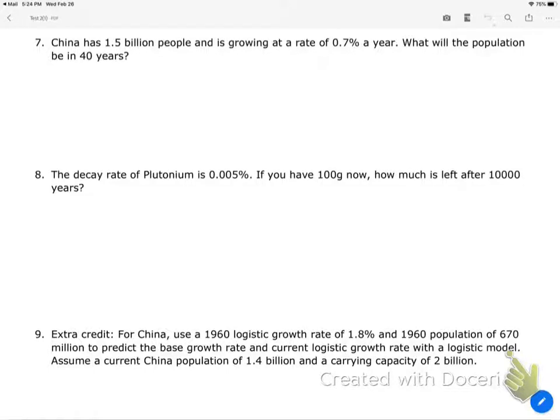China, 1.5 billion people, growing at a rate of 0.7%, population in 40 years. Okay, so this is one where you need to know the doubling time. It is like going back to one of the previous questions where it gave us the doubling time, so we could put it straight into the formula. Okay, we could just put it straight into this. Okay, now we know that's 40 years, but we don't know what the doubling time is. So remember, we're going to do that.